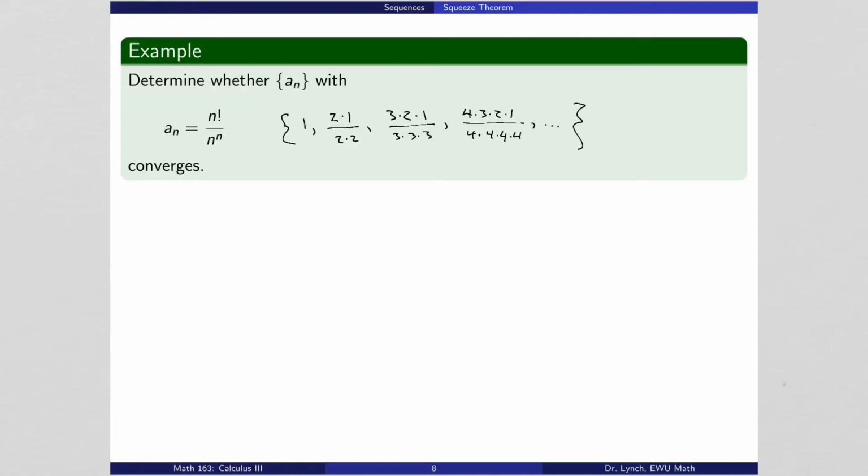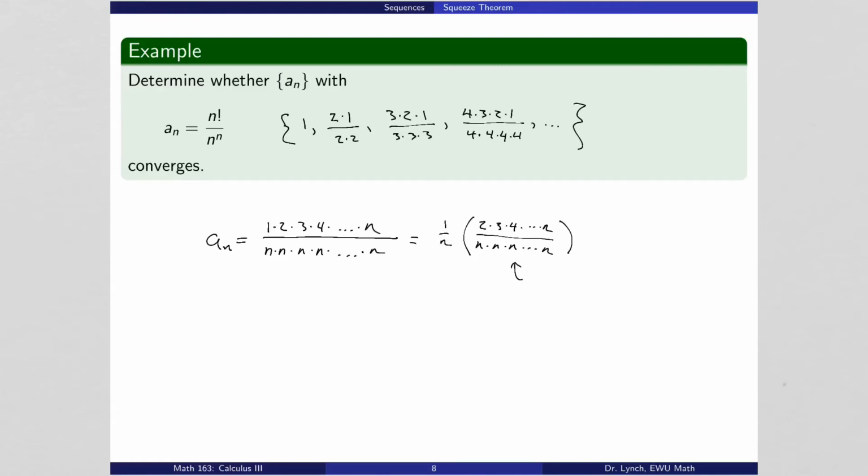Here we'll point out that this sequence actually has a bound. To see that, we'll have a look at the nth term. I've written our factorial kind of in reverse order. It has the form 1 times 2 times 3 times 4 all the way to n, divided by n times n times n, all the way n times. So we can see that this is definitely equal to 1 over n times a fraction that looks like 2 times 3 times 4 all the way to n, divided by n times n times n all the way to n.